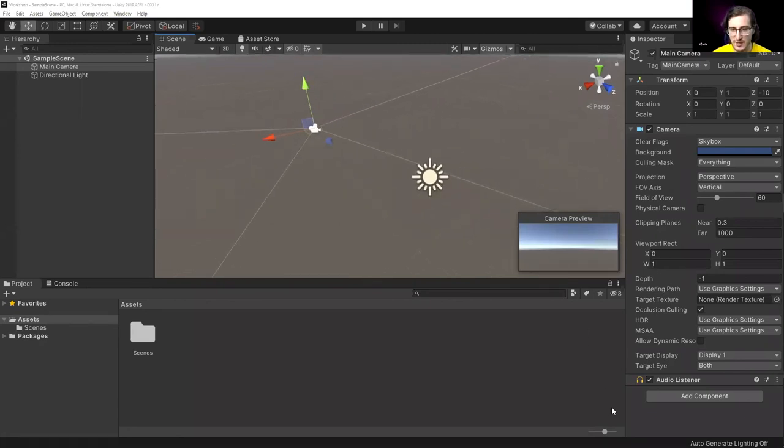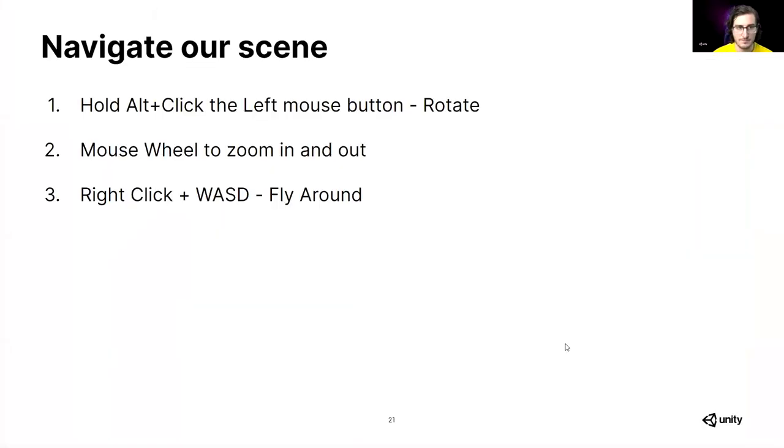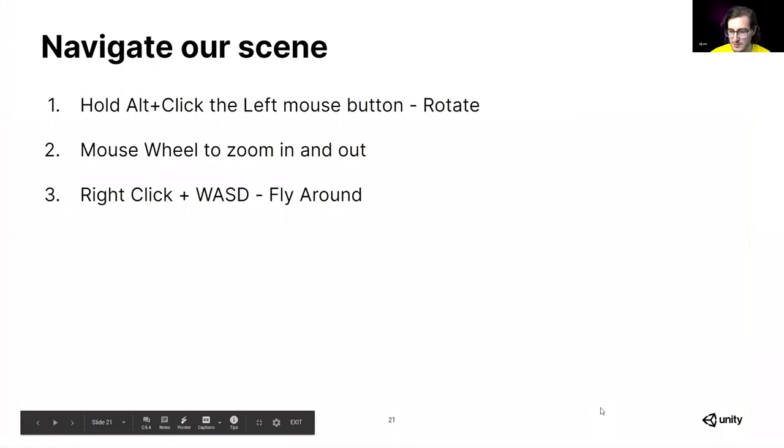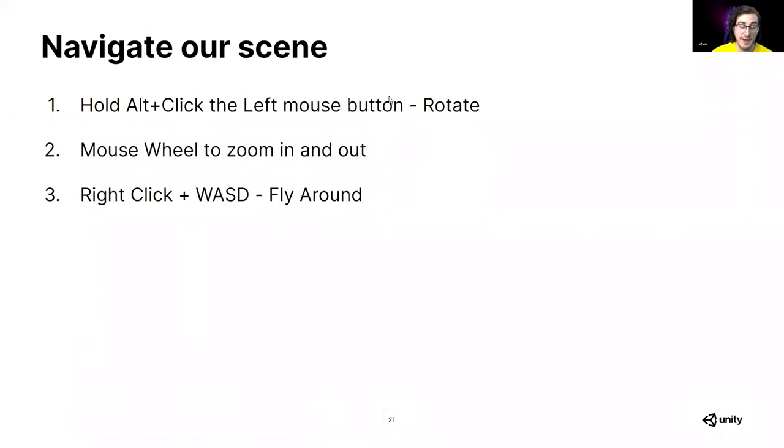So let me go ahead and go back to the slide here. I'm just gonna take a peek into chat here and see some of the Q&A. But yeah, these are the main hotkeys for navigating around the scene. And as we start to add more content, you'll see how these are important. And we are gonna start to add some 3D objects here within the middle.